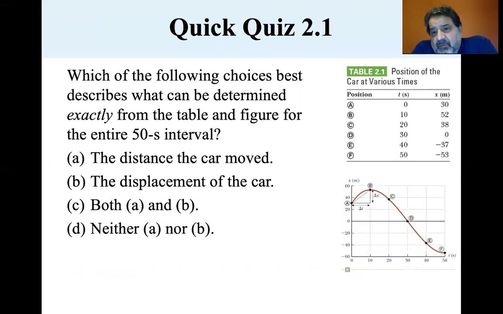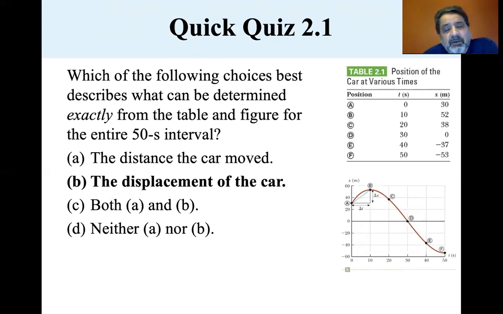Well, I'd say that if you look at the table and the figure, you can look at the overall distance the car has traveled, and you can also see the displacement from its initial position. So I would say both A and B. And I'm wrong. Only the displacement of the car. So only the displacement of the car can be determined.